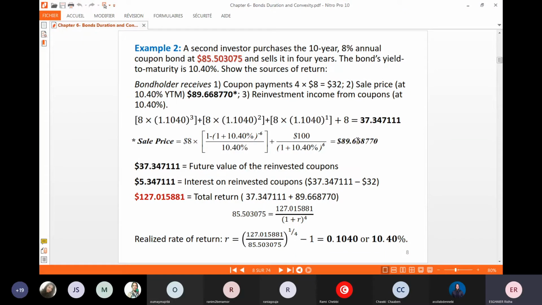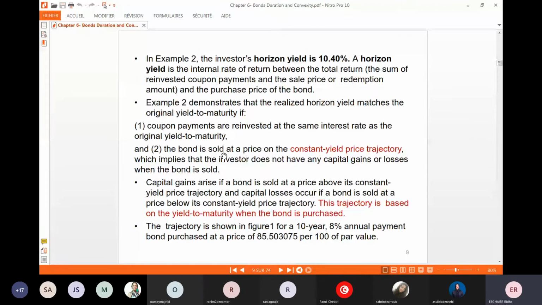نعطيو نرجعو. If you sell your bond at this carrying value based on the yield to maturity at which you purchased the bond initially, if you reinvest the coupon at the yield to maturity at which you bought the bond initially, your return will be equal to the yield to maturity. So, the horizon yield is 10.4 equal to the yield to maturity because كما قلنا coupon payments are reinvested at the same interest rate as the original yield to maturity because the bond is sold at a price on the constant yield price trajectory.